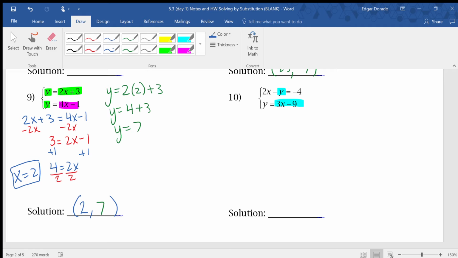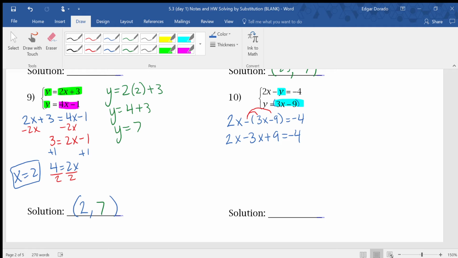Now I want you guys to be very careful here when you're substituting and when you're distributing. So if I substitute it that way, it's going to be 2x minus, and remember, this whole thing has to be in parentheses, because I have to distribute that negative to both of those terms. So this would be 2x minus 3x plus 9 equals negative 4. If you had forgotten to do that, guys, you might end up with something completely different on your final answer.